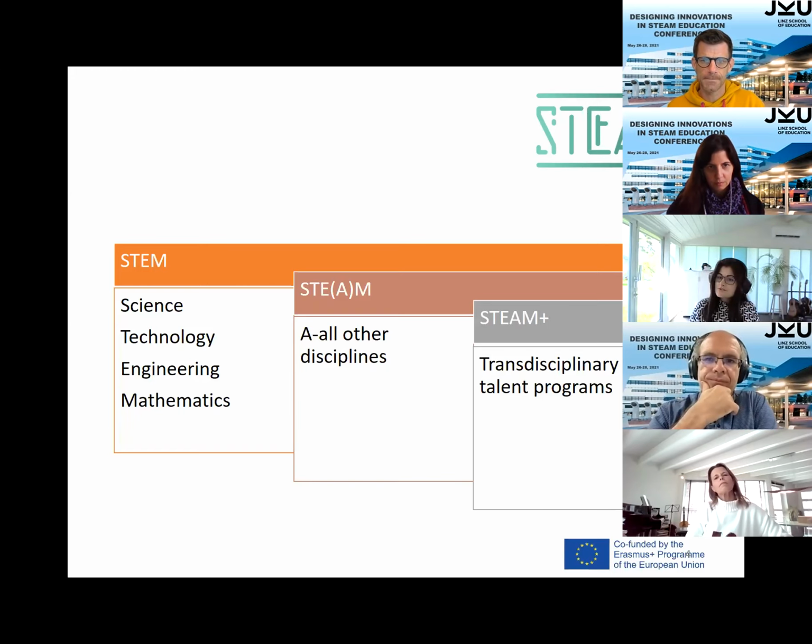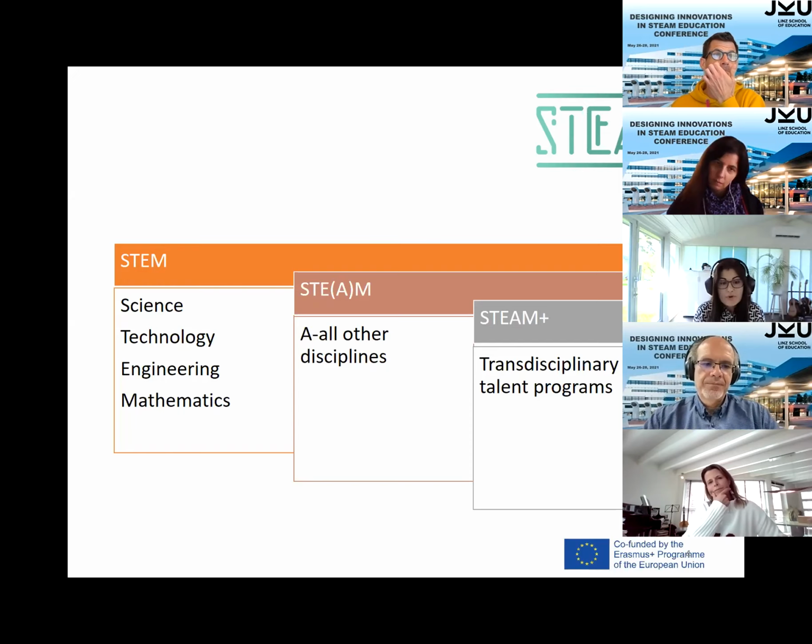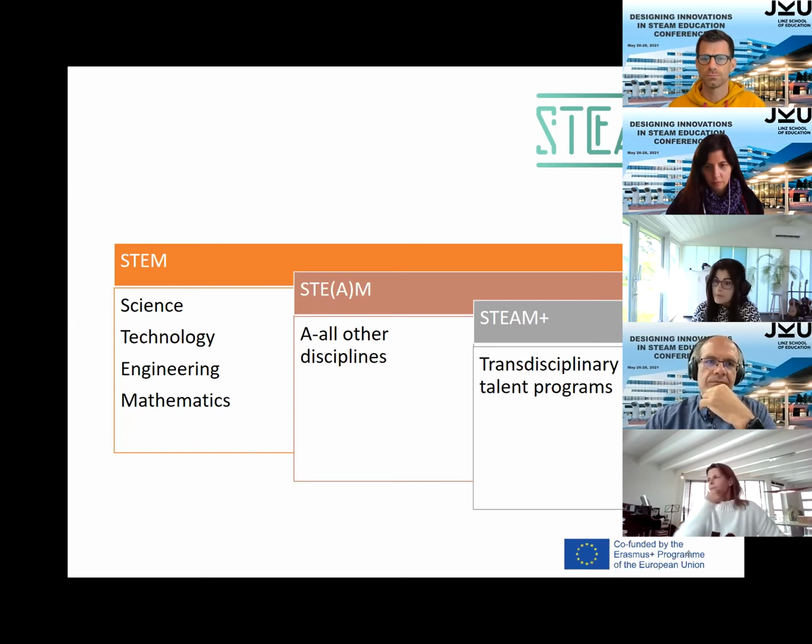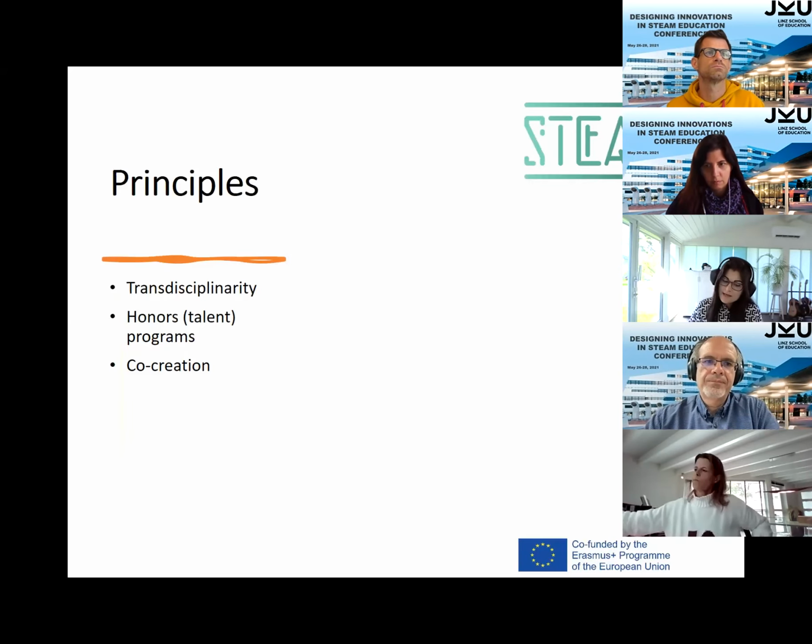We really need to use all brains, hearts, and hands, and all talents to tackle these challenges. And we want to achieve this by using the power of transdisciplinary talent programs as laboratories of innovation. Therefore, the project is actually called STEAM Plus. And we have three main principles.